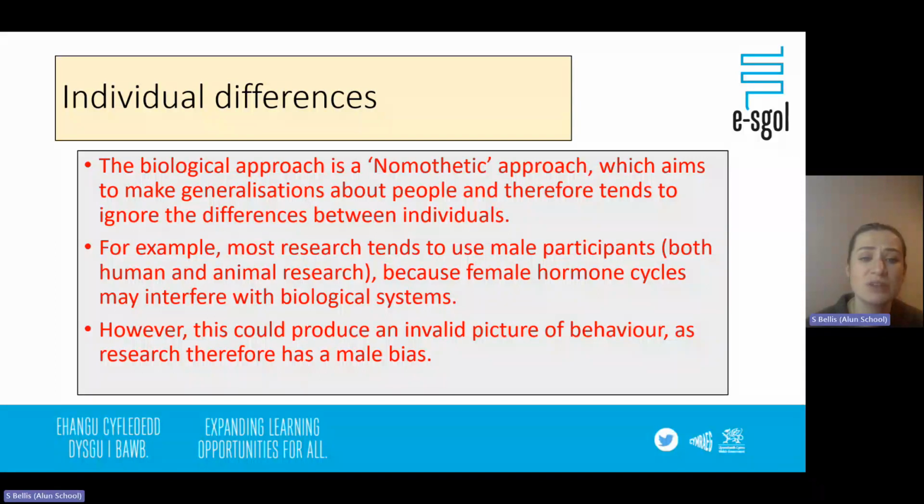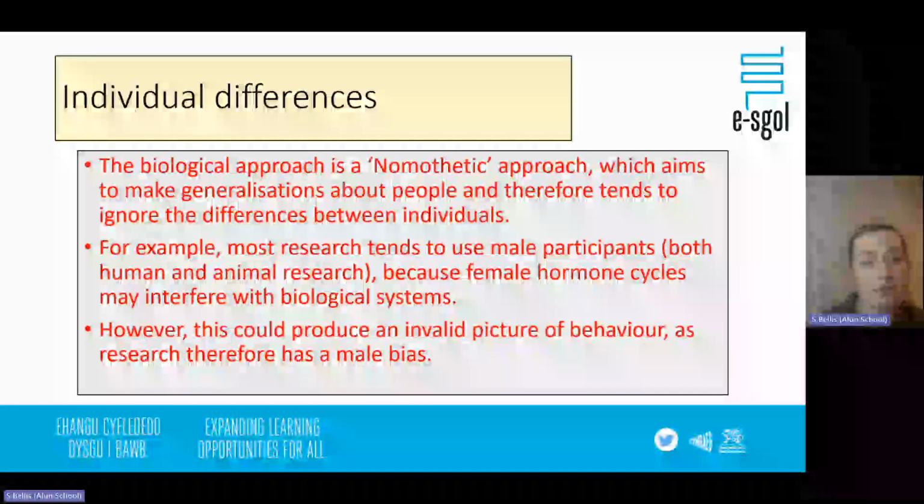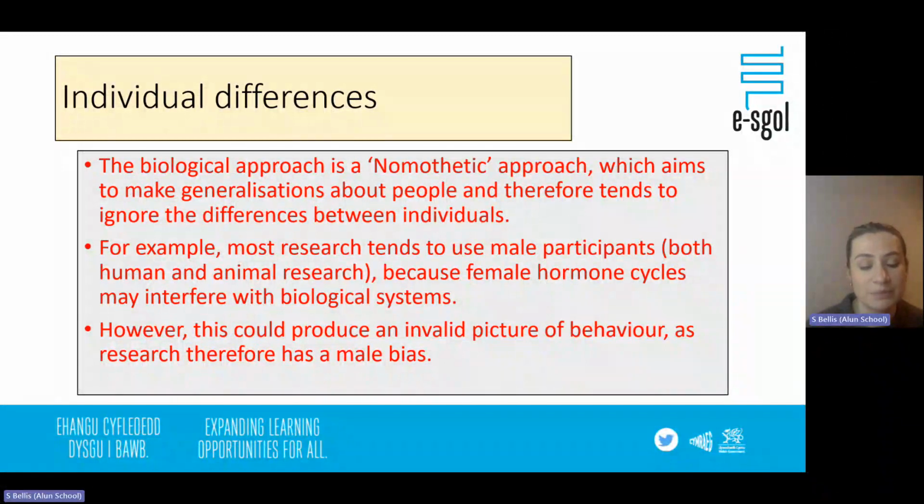But we know that that produces a really invalid picture of behaviour, because what they are doing is ignoring the fact that everybody is different. They're taking research that was done on male participants and they are projecting those results to everybody and to women and to females. So a gender bias, and especially male bias, is really apparent in the biological approach. Now also here you can bring in what you know about Rain's murderers. You know that there were 39 men and only 2 women, so that's a really clear statistic that you can bring in to back up this point here.